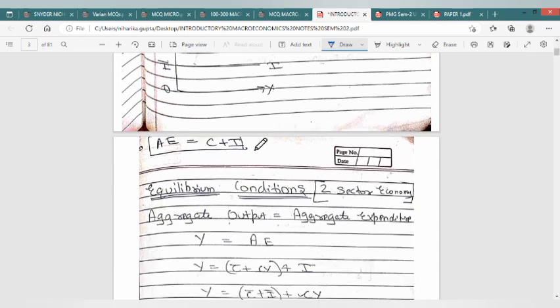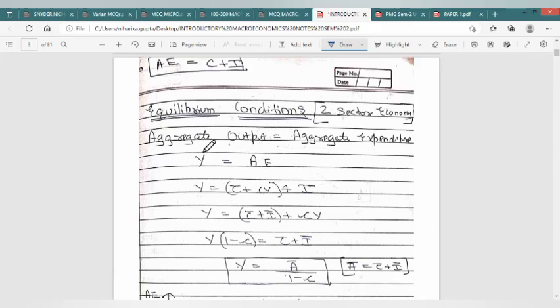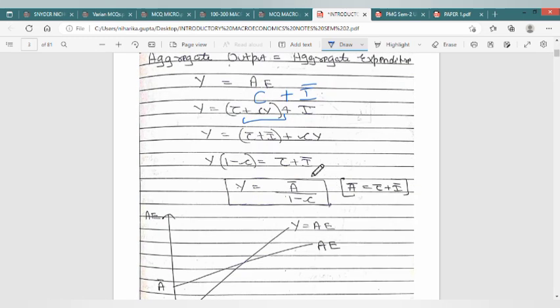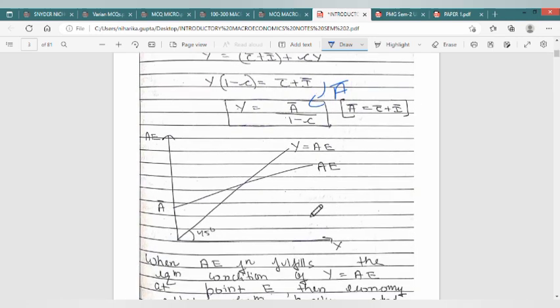Now moving to the equilibrium condition, we have the aggregate output should be equal to aggregate expenditure under the two-sector economy. We have Y equals C plus I, which is given as I bar. Now clubbing C bar and I bar into autonomous expenditure and writing it as A bar, we come along that Y equals A bar upon 1 minus c.